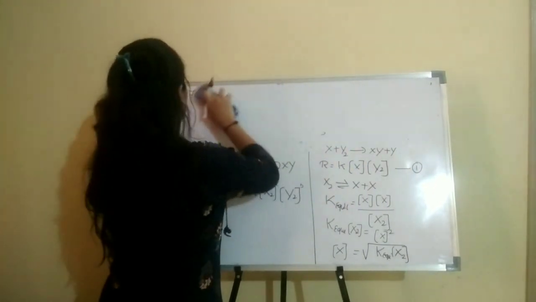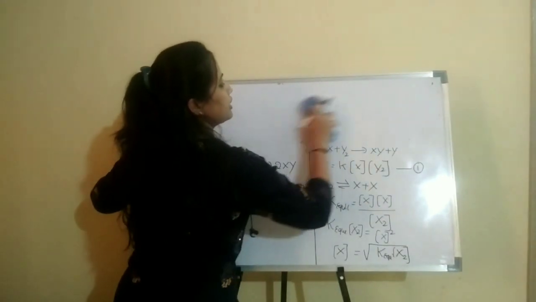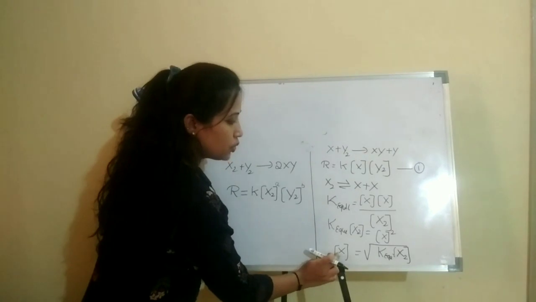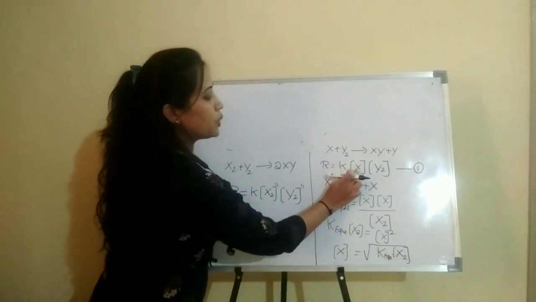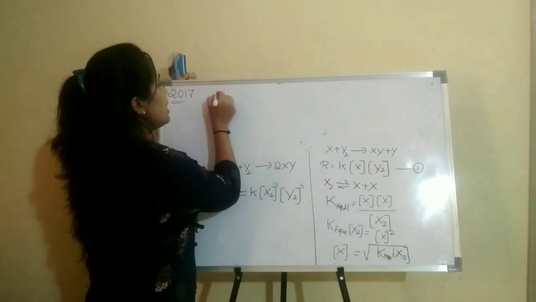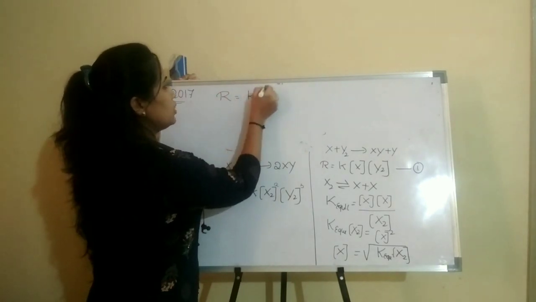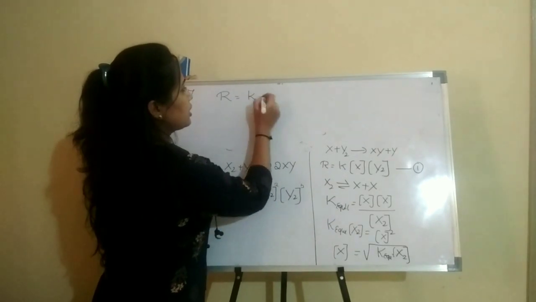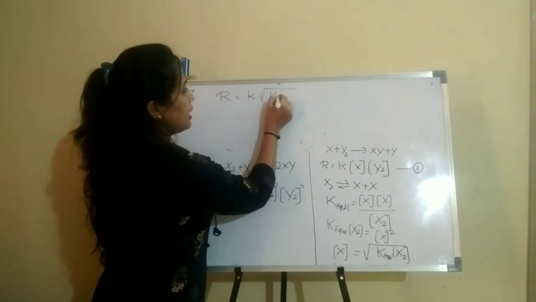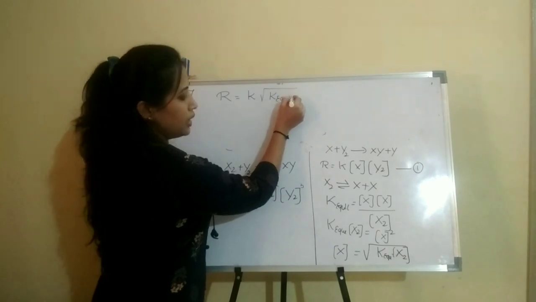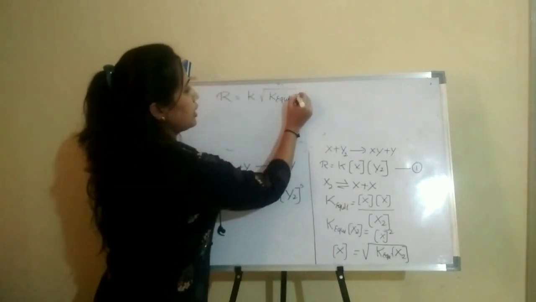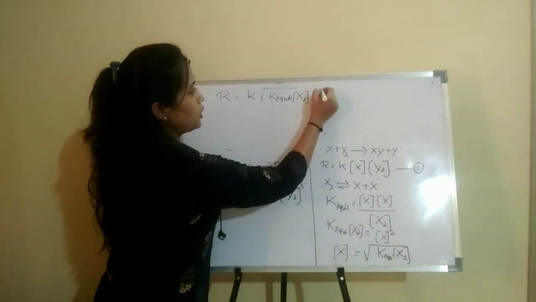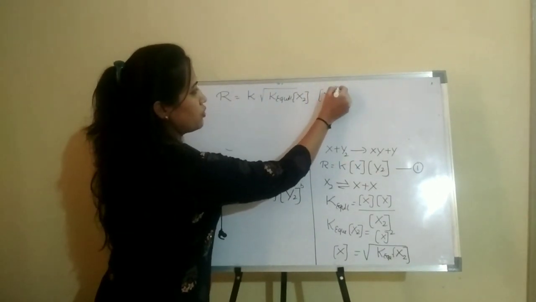So, very simple problem. If you understand, you can find the answer very easily. So what do we need to do now? The x value is substituted in equation 1. So what happens here? R is equal to k into, what is the x value we got? We got root k equilibrium, into the concentration of x2, and we have y2 as it is, the concentration of y2.